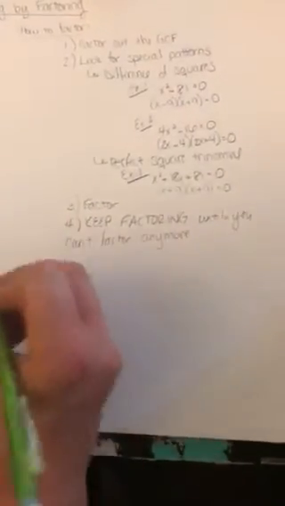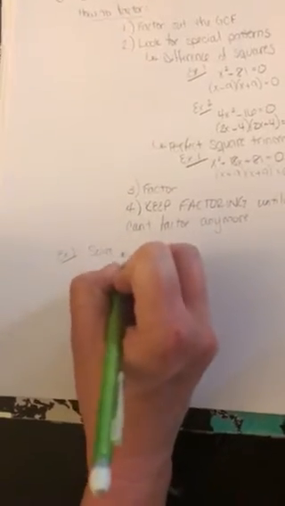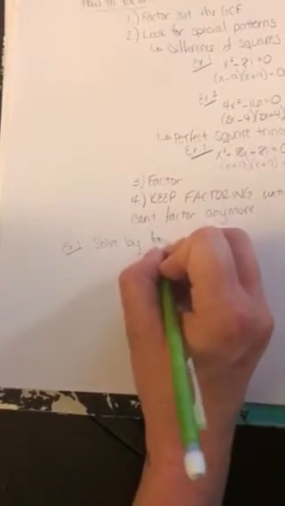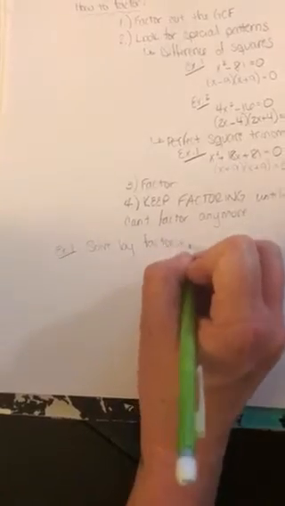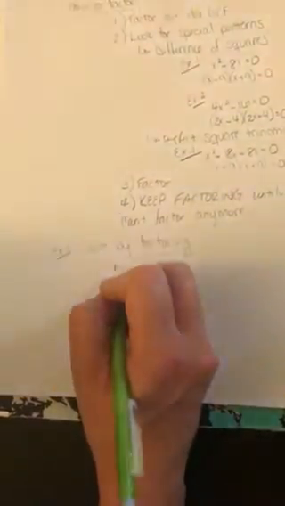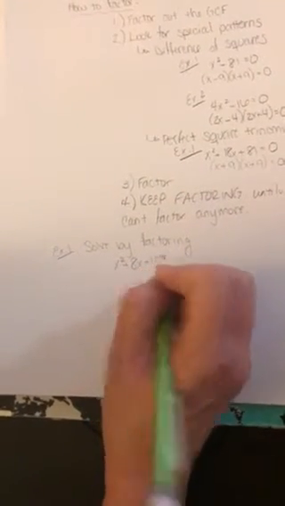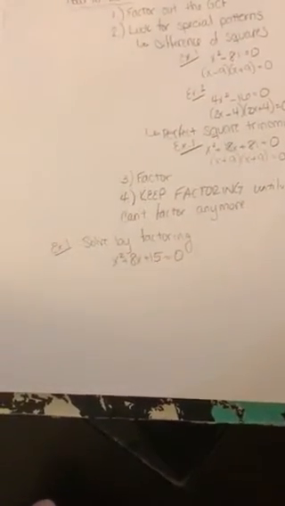Okay, so let's do a couple examples. All right, example number 1, we are asked to solve by factoring. Now, if you're going to be asked to solve by factoring, it has to be equal to what? Anybody? Oh, yes, it has to be equal to 0. So if we have x squared plus 8x plus 15 is equal to 0. Well, nice thing is it's already set equal to 0.